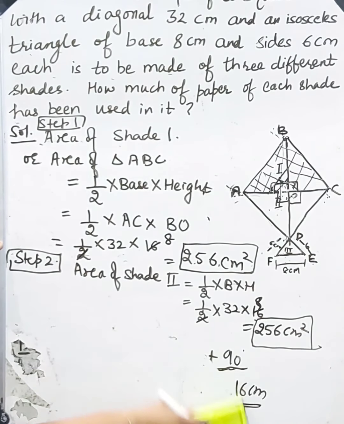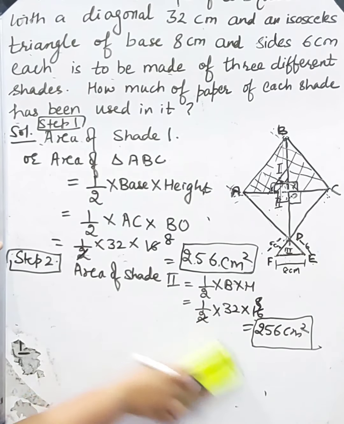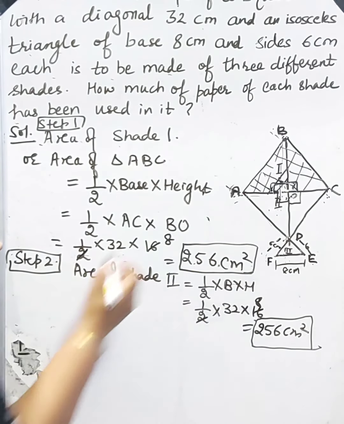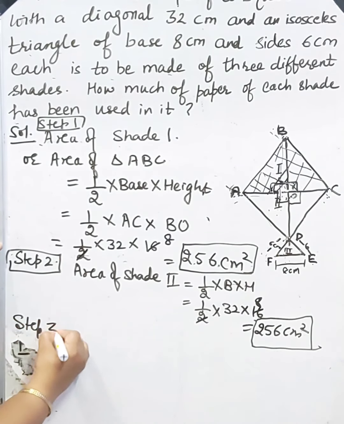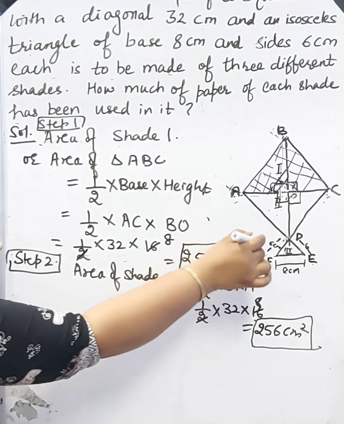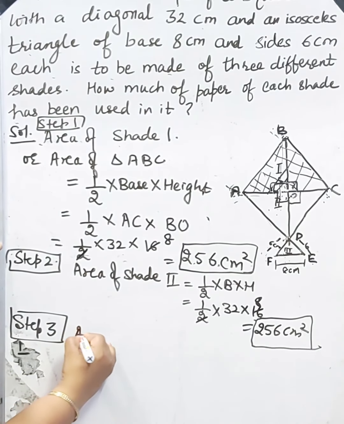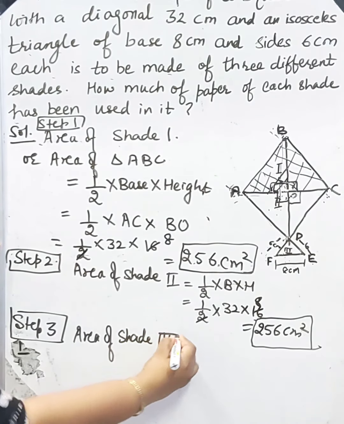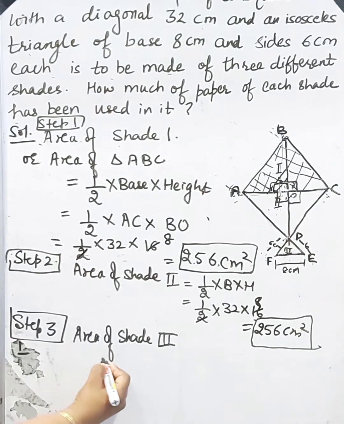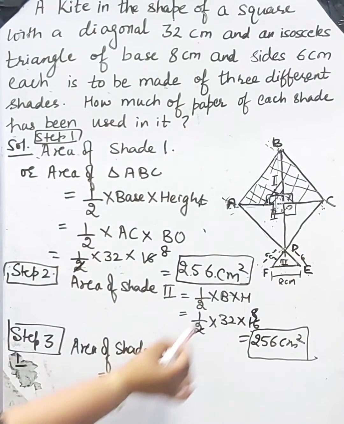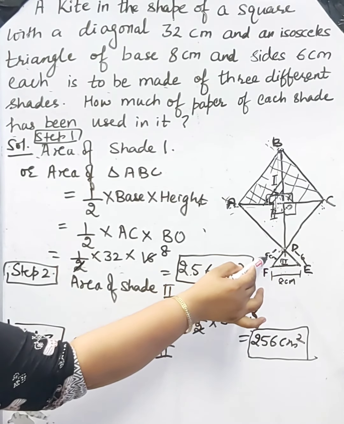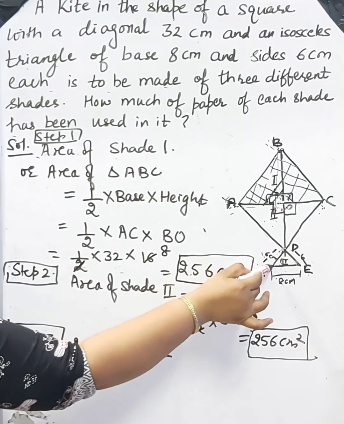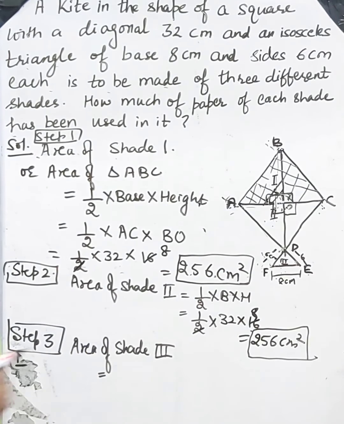Now in step 3, we will find the area of the isosceles triangle. Area of shade 3: shade 3 is in triangle form where the length of 3 sides are given. Now to find its area, we will use Heron's formula.